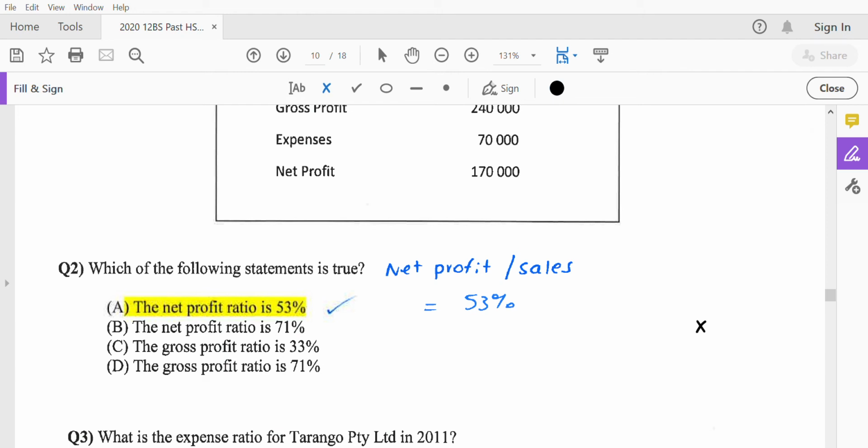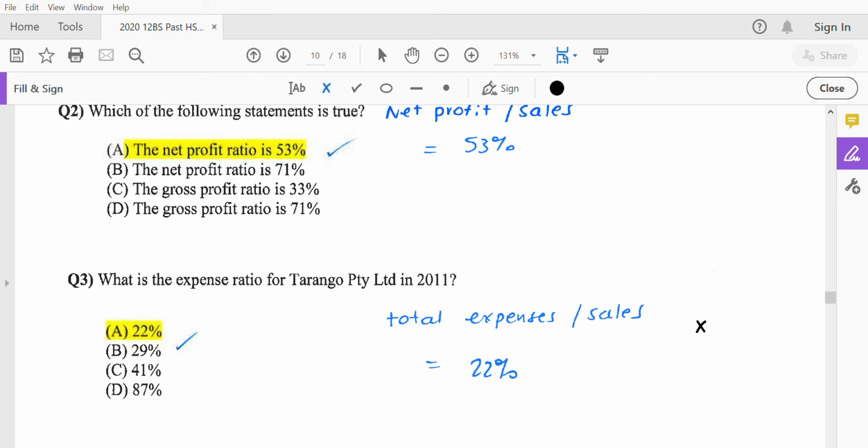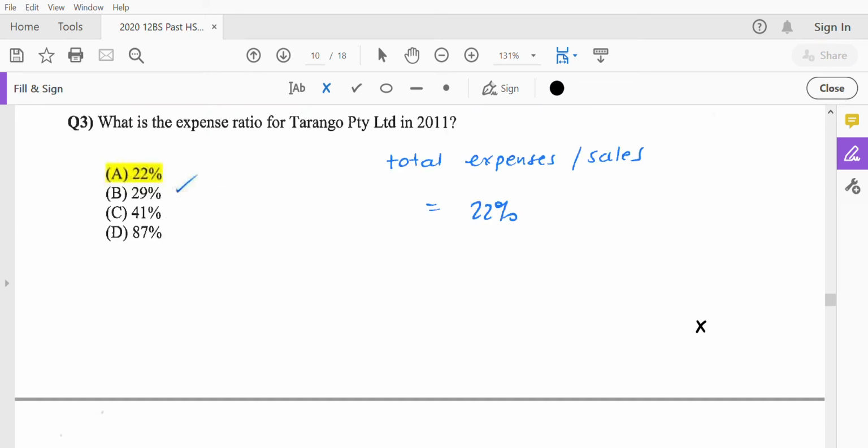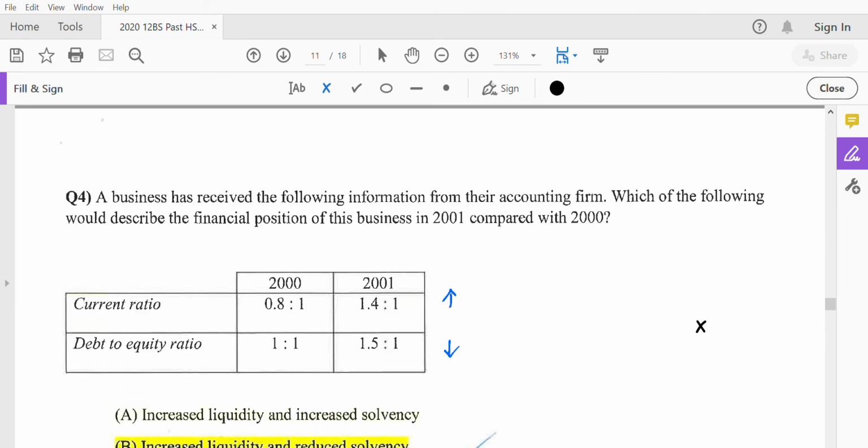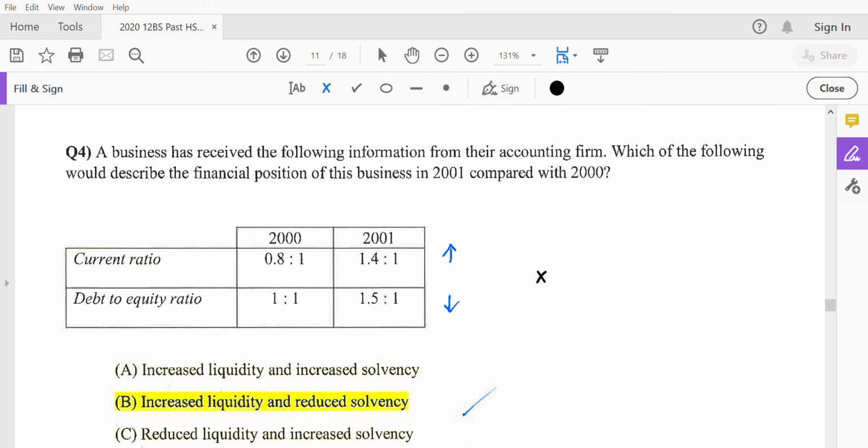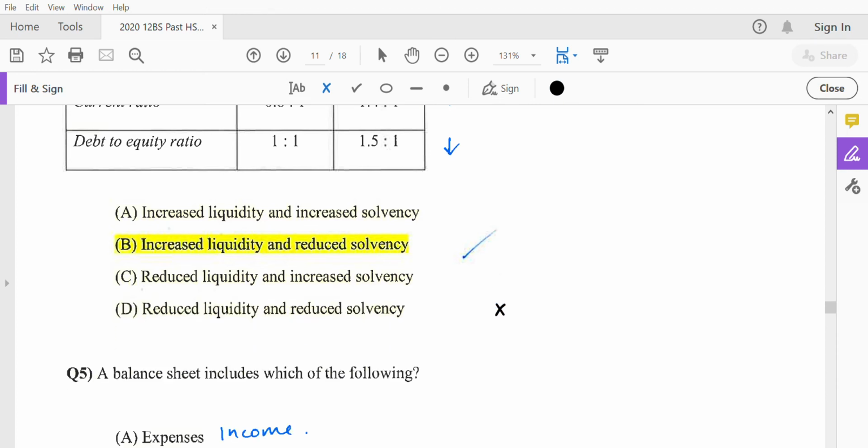Now, for some of these questions, you're not going to have ratios because these questions were written when the markers actually gave you the formulas. So you will get the formulas, but for these ones, I've just written it on the side there. Question 3 is A. Question 4 is B. All I did was say the current ratio has gotten better, the debt to equity ratio has gotten worse. So that's what we're looking at there.